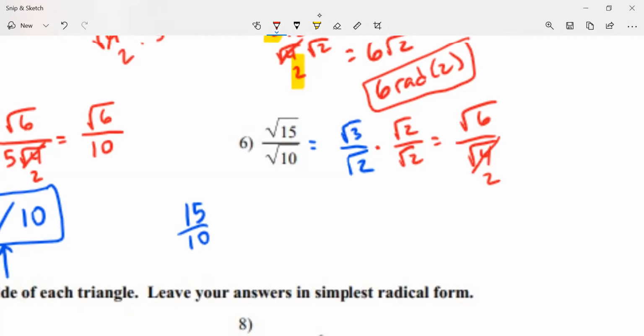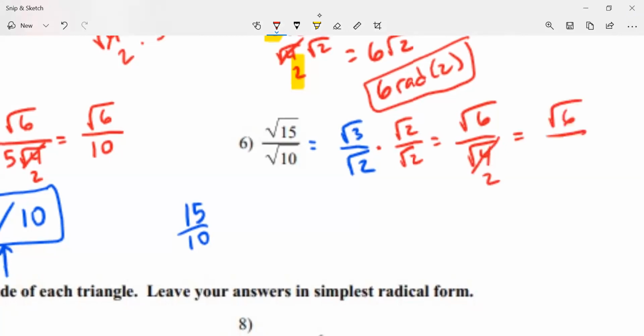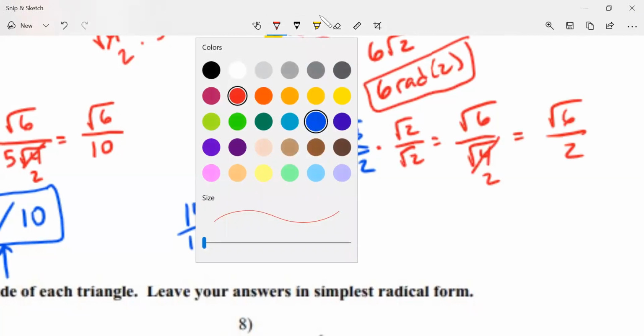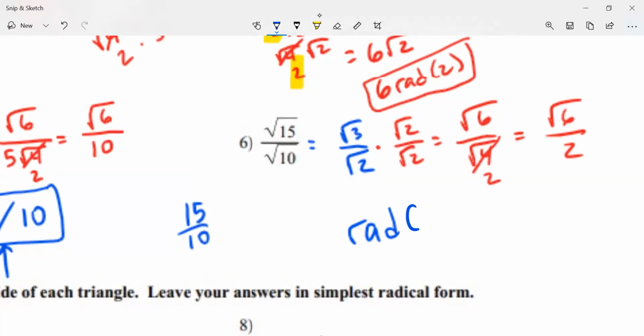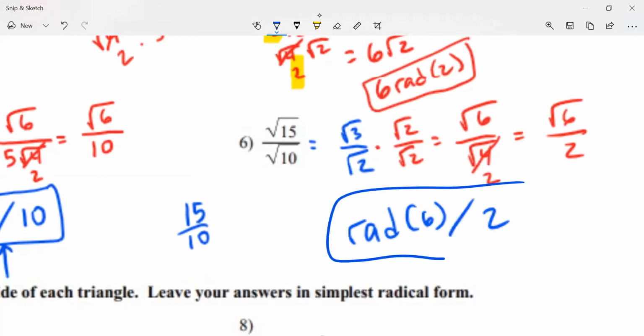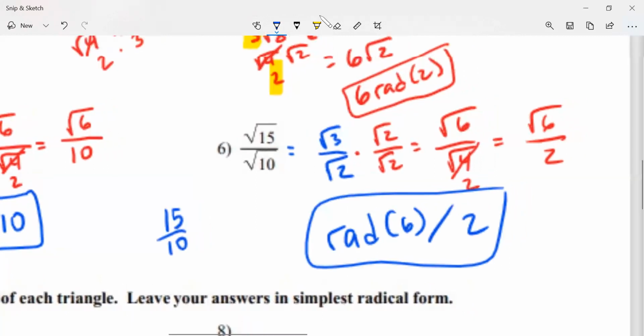Radical 6, right? The square root of 6, nothing I can do. So this becomes radical 6 over 2. And the way I'm going to type that, I'm going to write radical 6 over 2.